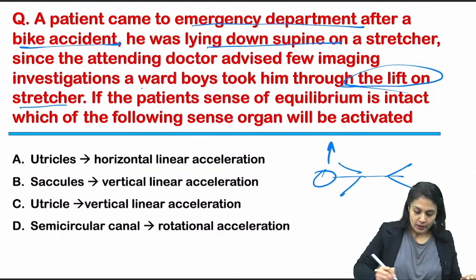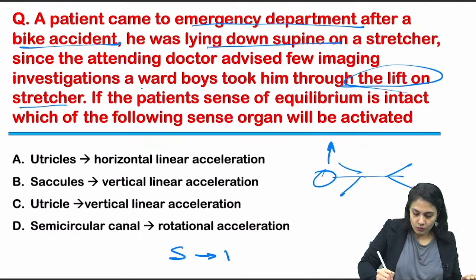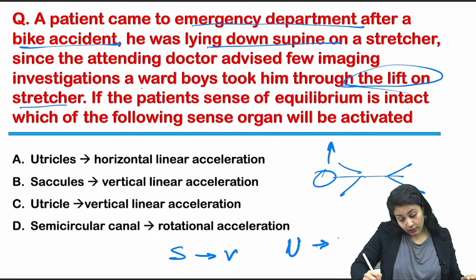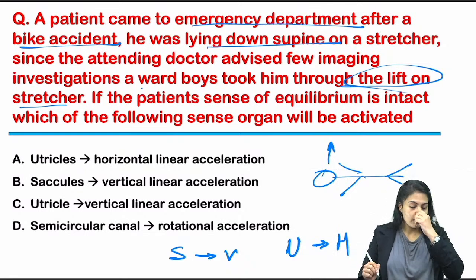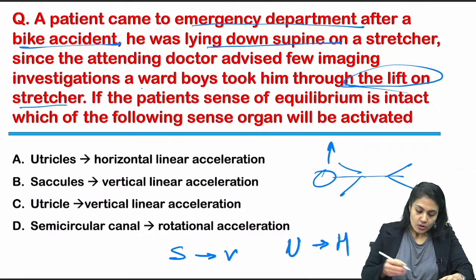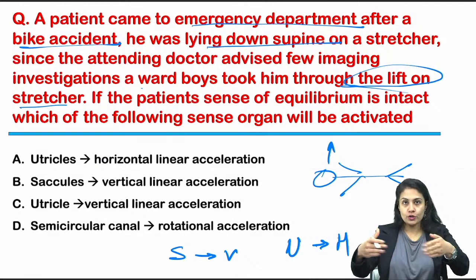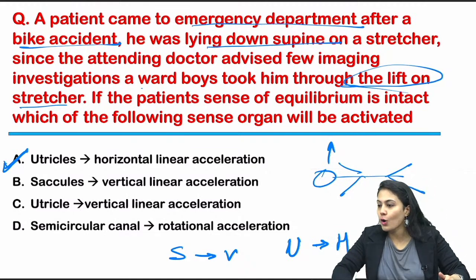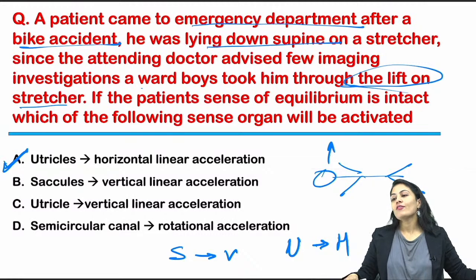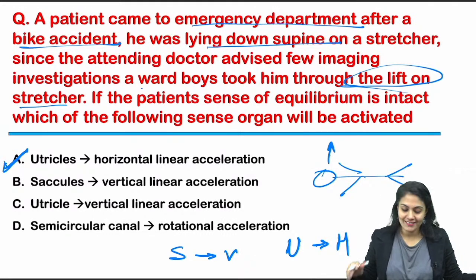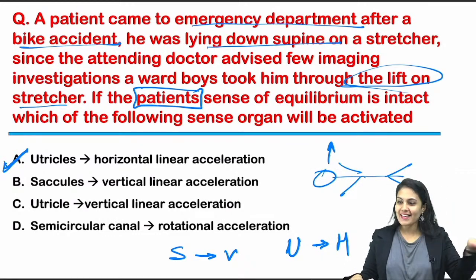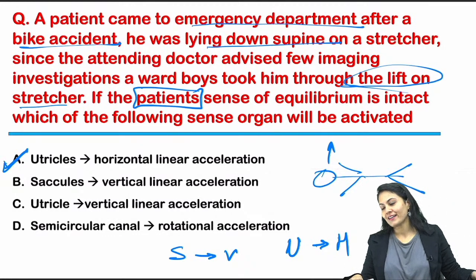So please remember, the semicircular canal causes vertical. On the other hand, the utricles are activated whenever there is horizontal acceleration. So for him, it is going to be the horizontal one since he is lying down. So the appropriate answer over here is option A. It's not B, it's A. They haven't asked it for the ward boys, right? They're asking it for the patient. The patient is lying down supine. Please remember that.